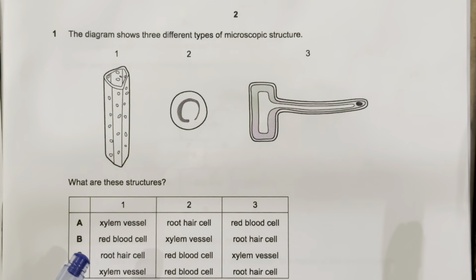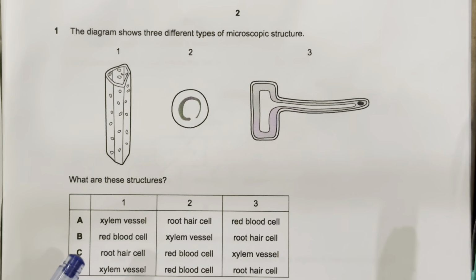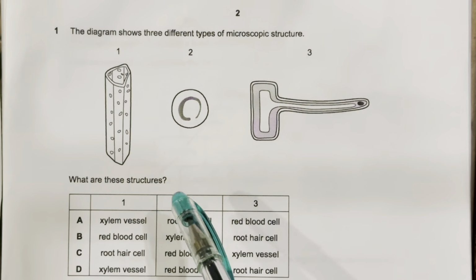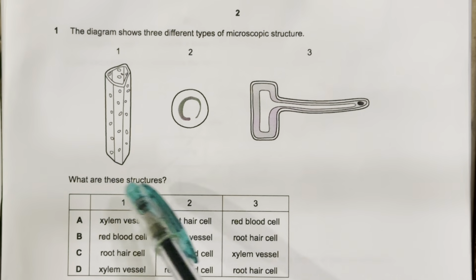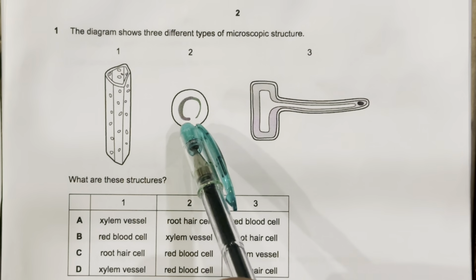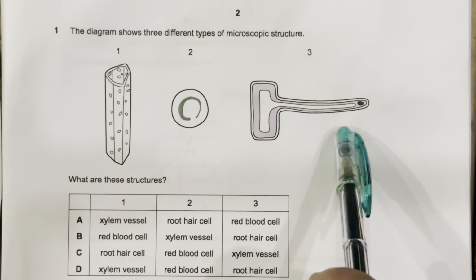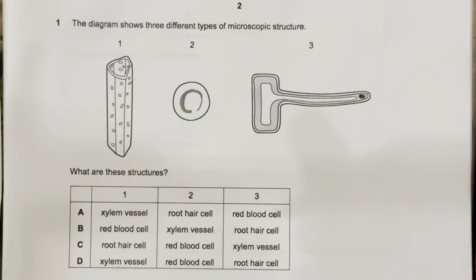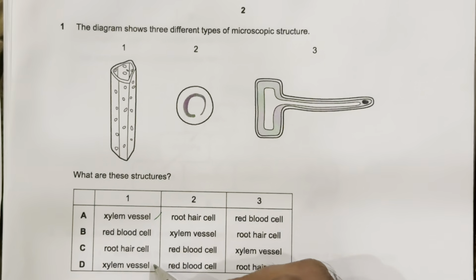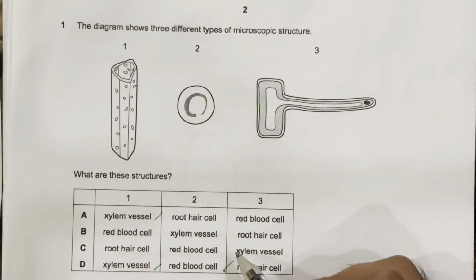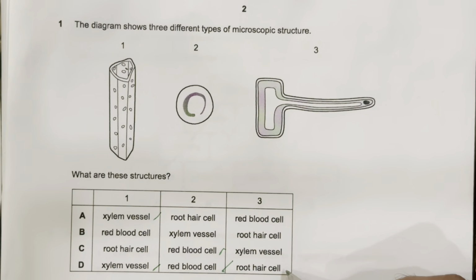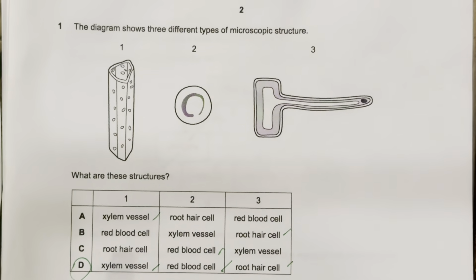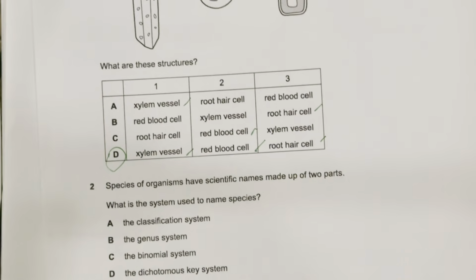Question number 1 is that the diagram shows 3 different types of microscopic structure. One is, we know, the xylem vessel. Number 2, we know that this is the red blood cell, and number 3 is the root hair cell. So we're going to match our options accordingly, and we can see that option A has red blood cells, then second and third is root hair cell. So the correct option is D, so we're going to select D. Moving to question number 2.